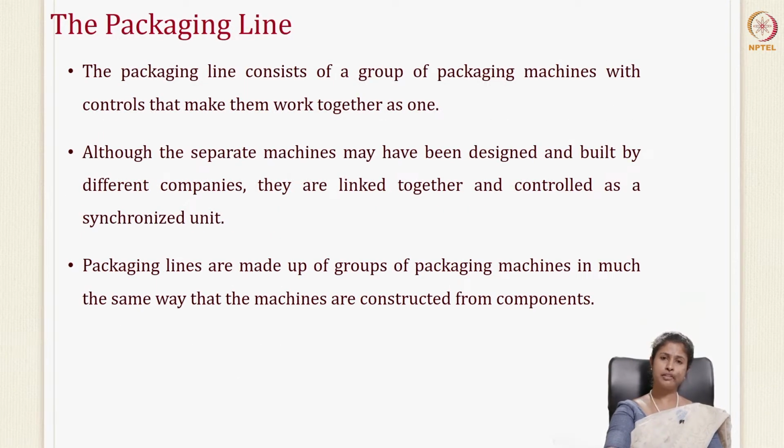And so the packaging line consists of a group of packaging machines with control that can make them work together as one. So these machines are made by different producers. So you bring them into a packaging line and put them in order in a sequence so that your package can be in the final form for shipment.